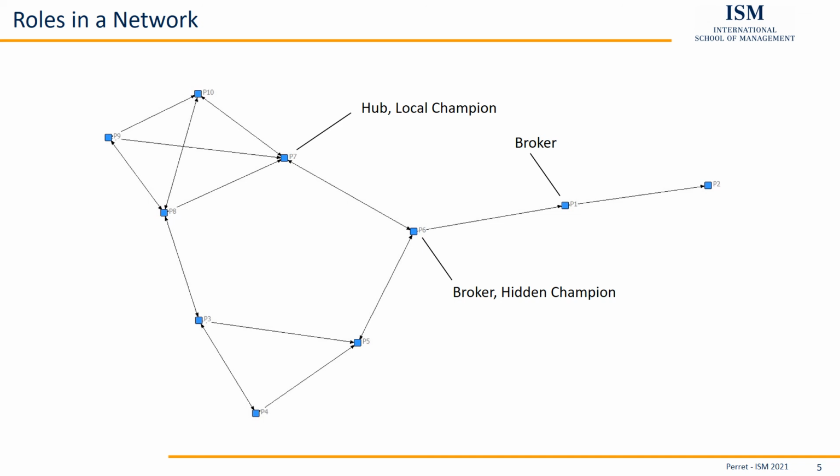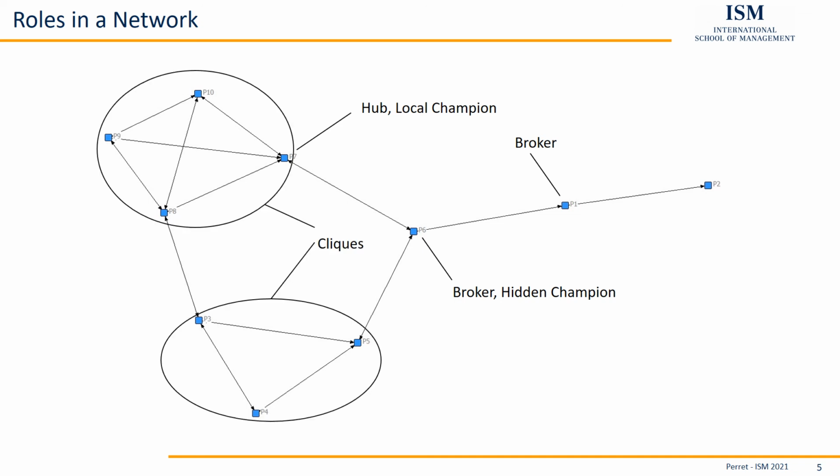Then, finally, as I mentioned before, we have the upper part and the lower part, which are actually two cliques, because in these groups, every node is connected to every other node. So they have a partial density of 1.